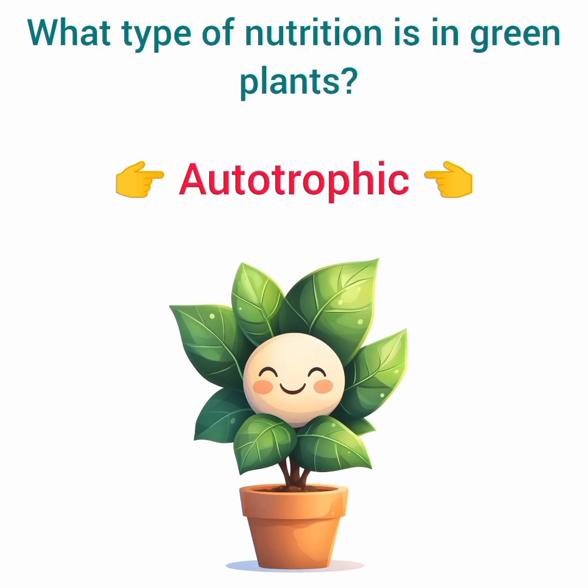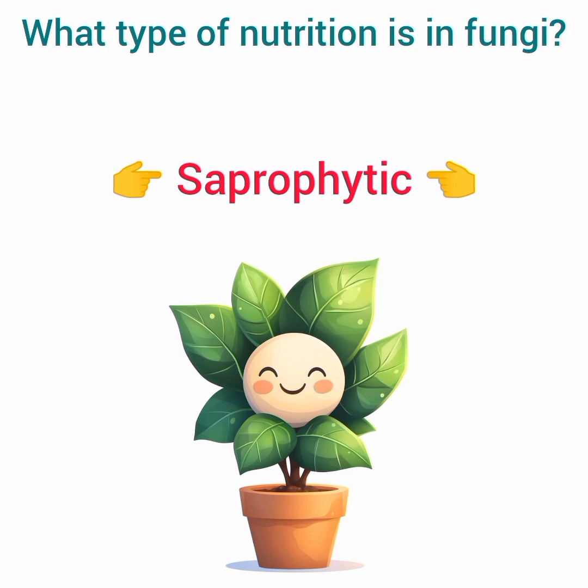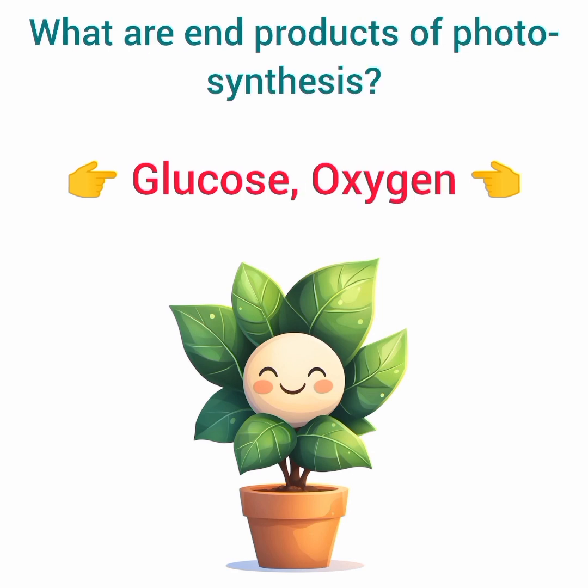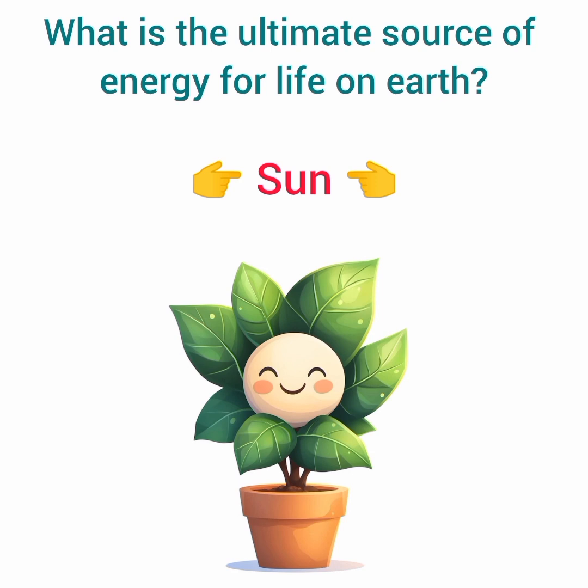What type of nutrition is in green plants? Answer. Autotrophic. What type of nutrition is in fungi? Answer. Saprophytic. What pigment absorbs sunlight? Answer. Chlorophyll. What are end products of photosynthesis? Answer. Glucose, oxygen. What is the ultimate source of energy for life on Earth? Answer. Sun.